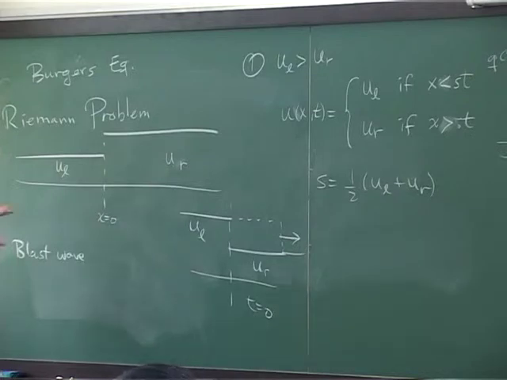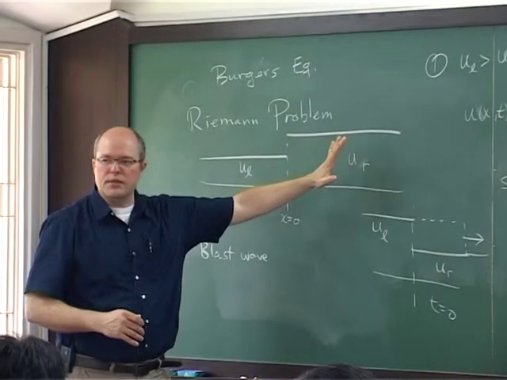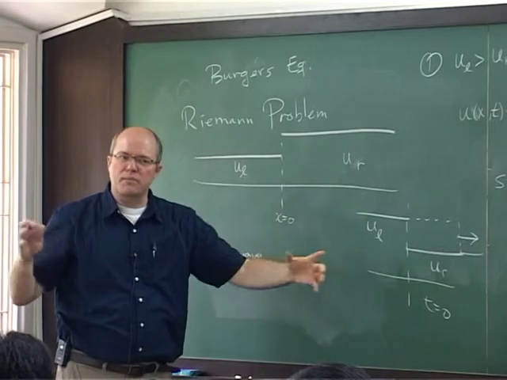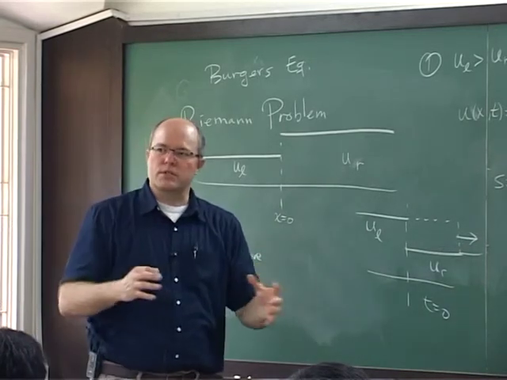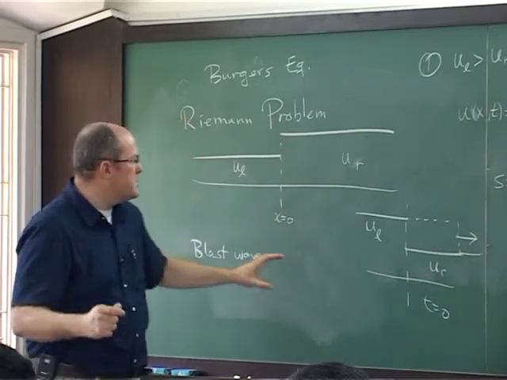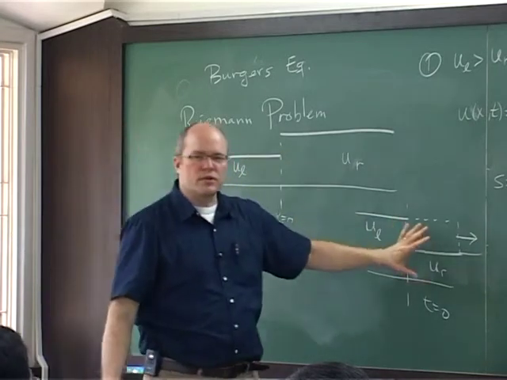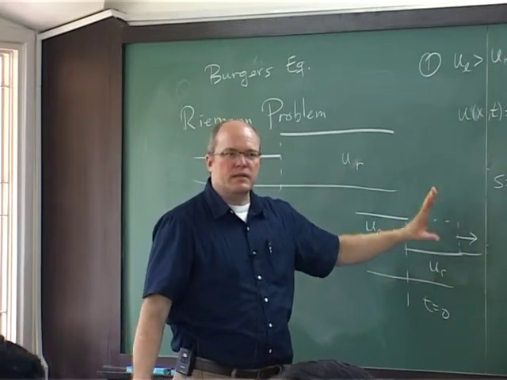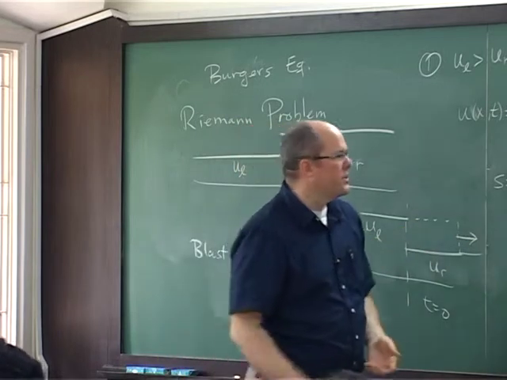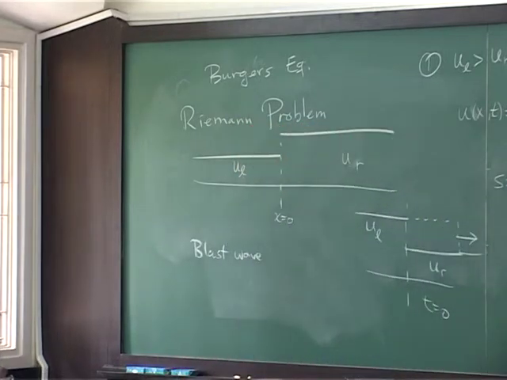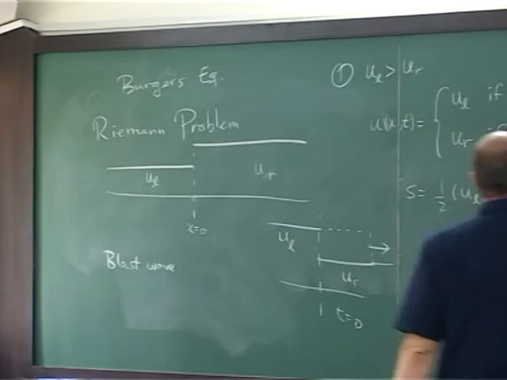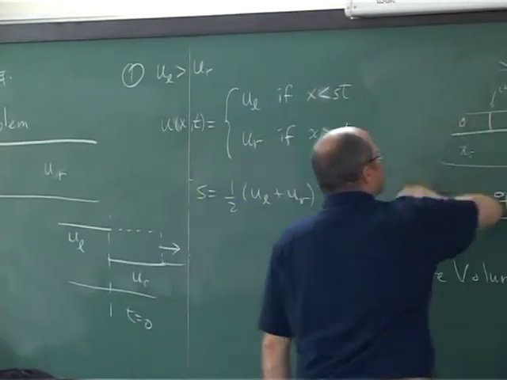By the way, this problem is independent of scale, right? I have a single discontinuity. The solution is constant on either side. So if I change the scale of the problem, nothing changes, right? Since this has this symmetry, the solutions are what are called self-similar. You'll see that as we go on. Burgers' equation is simple enough that we have only one other case to consider.